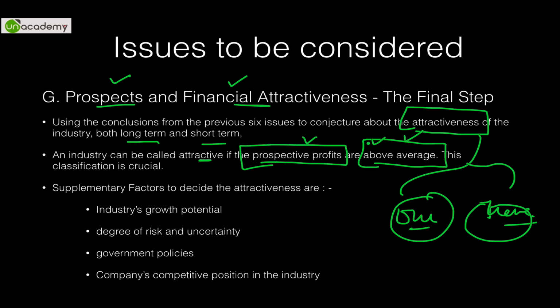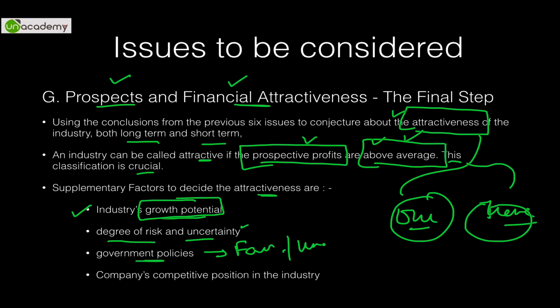So this would give us the understandability of why people are attracted towards us. This classification is very important, although simple but very important. And the other factors that would determine attractiveness are the industry's growth potential: how will the industry grow, or does it have any potential to grow in the future? What is the degree of risk and uncertainty involved in starting a business in this industry? The government policies, are they favorable? Are they unfavorable? Are they neutral? Will they support us in the future? So these questions have to be answered. These are dilemmatic questions. This would create a dilemma.